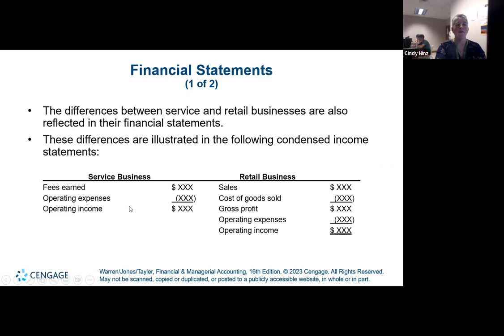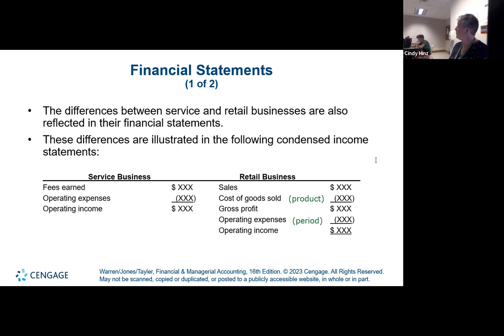Instead of listing all of their expenses together, this company, which is a retailer or merchandising company, has actually divided their expenses into two categories: the product cost and the period cost. So rather than listing all of their expenses in one category, they have divided them. Product cost, which is the cost of goods sold. In other words, how much did it cost them to buy the merchandise from their suppliers?